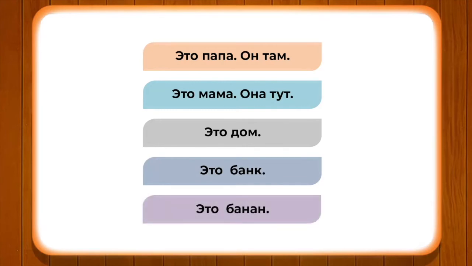So here we have the example eta papa. This is papa. On tam, he is there. Eta mama, this is mother. Ana tut, she is here. Eta dom, this is the house or a house, depending upon the context. And eta bank, this is a bank. Eta banan, and this is a banana.